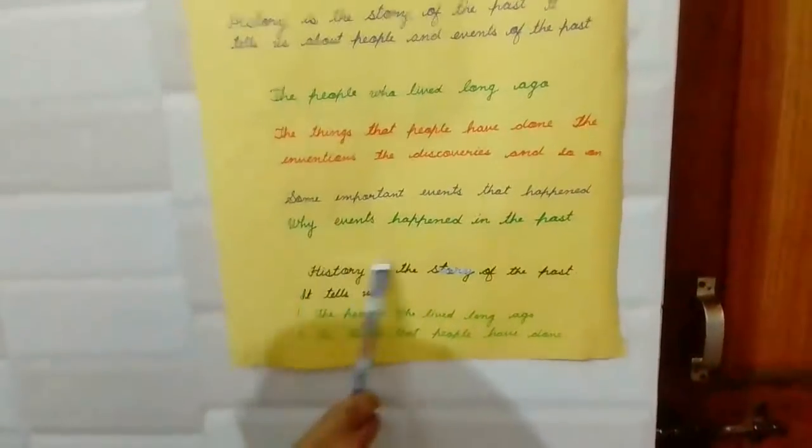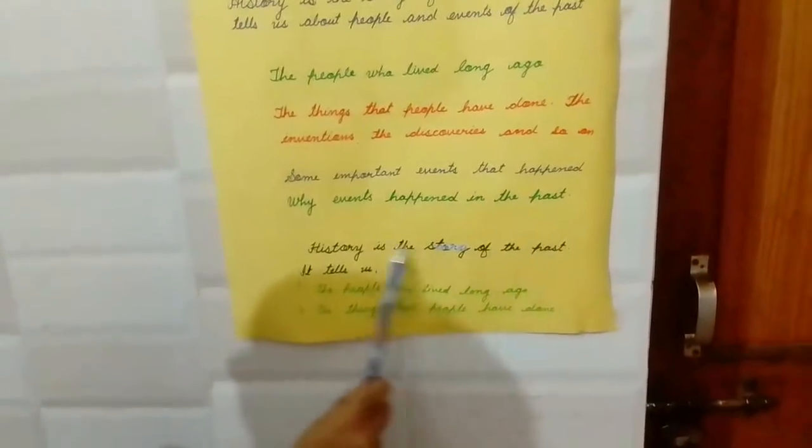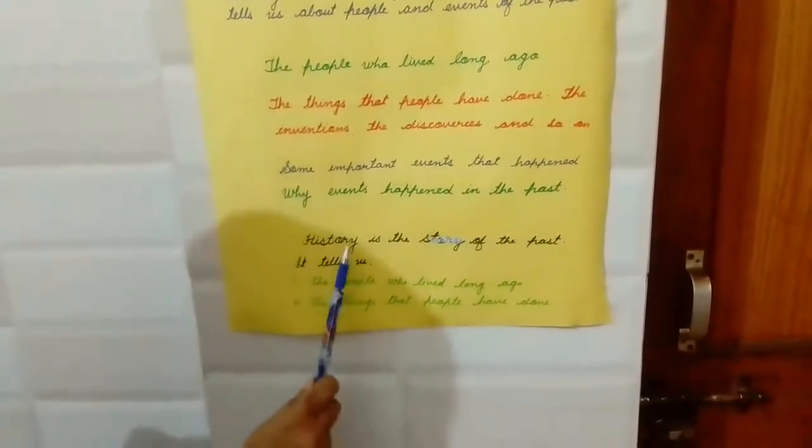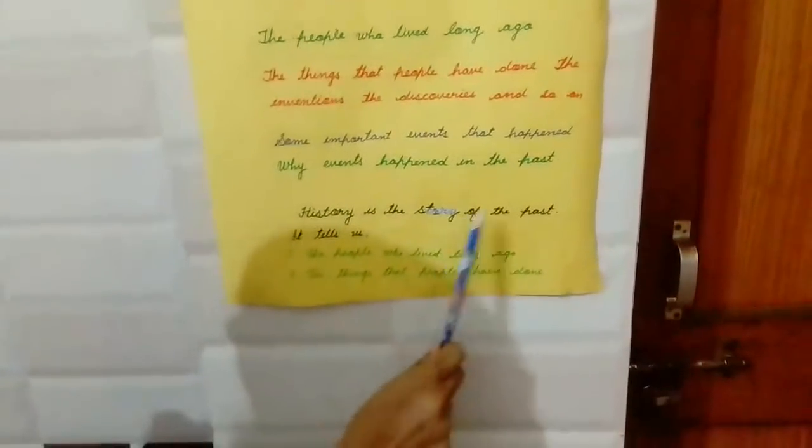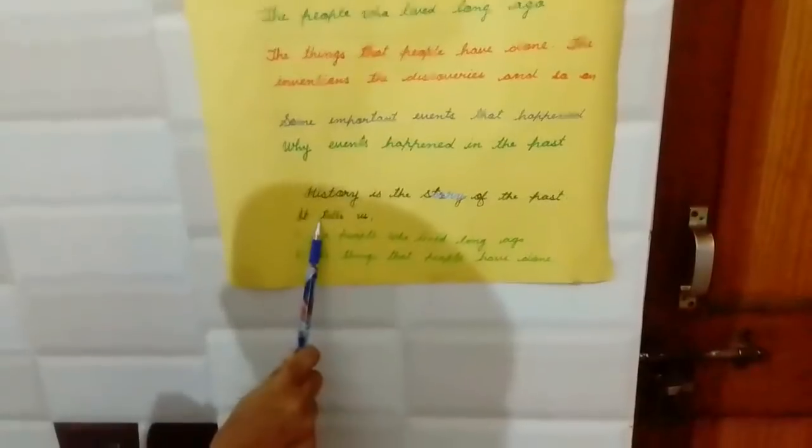And I have given one question and answer also. You can copy from this answer. There are two questions. What is history? History is the story of the past. It tells us, first point, the people who lived long ago, and second point, the things that people have done.